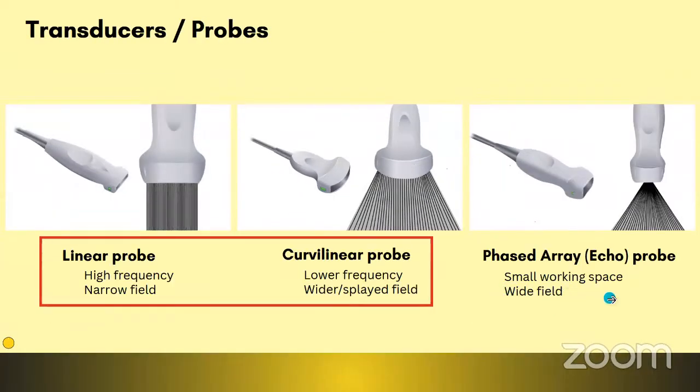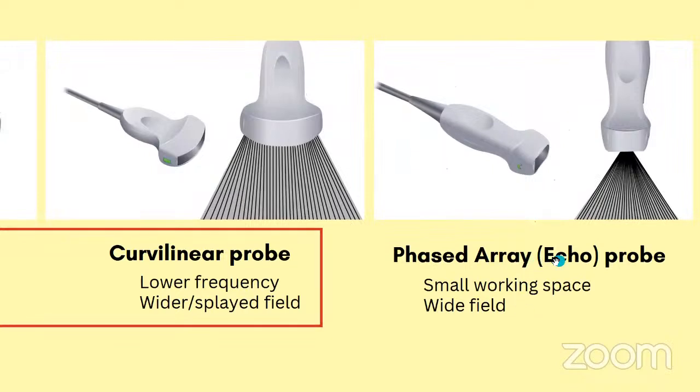And the third one we have is the phased array, which many people just call the echo probe. The echo probe has a special feature: it has a very narrow and very small probe, the transducer area.